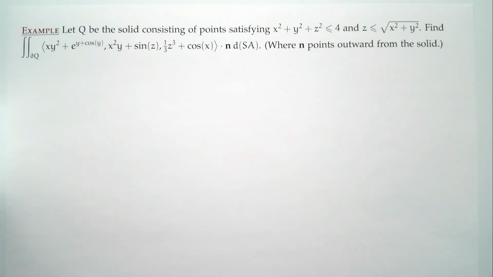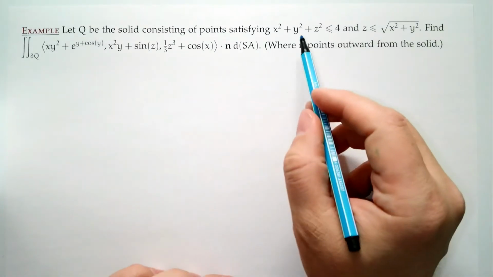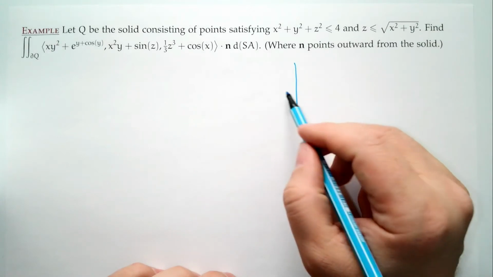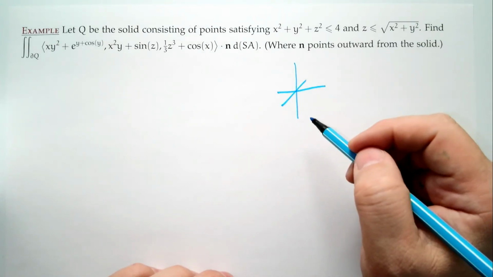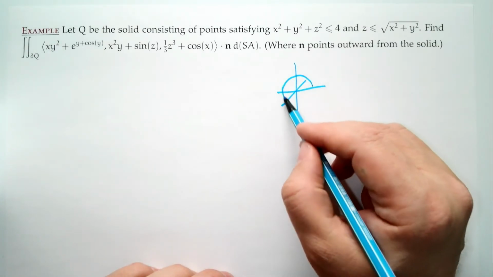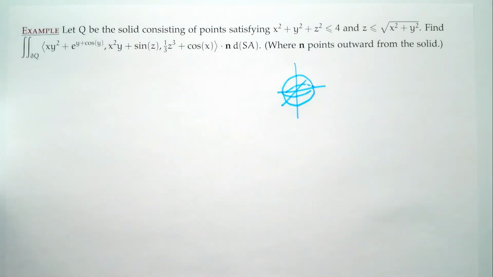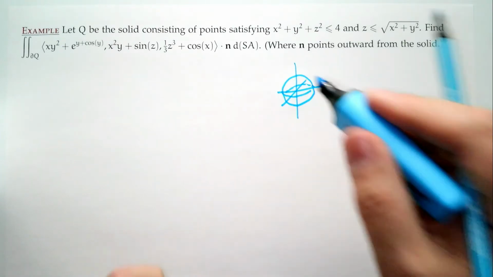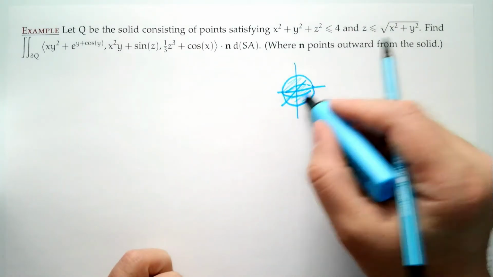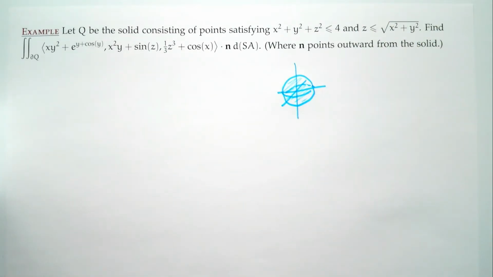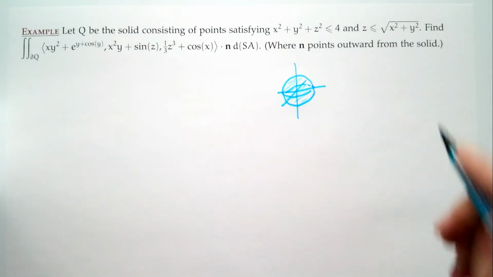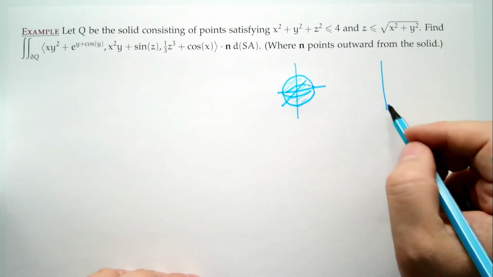So, what does this shape look like? Can we recognize some things? X squared plus y squared plus z squared less than or equal to 4. If you just saw that, what do you have? It's a sphere. Yeah, we're getting pretty good at recognizing spheres. Okay, and it's less than or equal to, meaning we're on the inside. Okay, so that's that part. What about z less than or equal to the square root of x squared plus y squared? What does that look like?